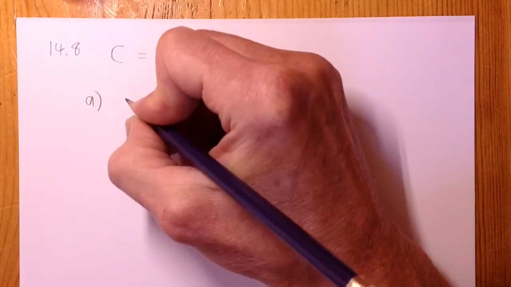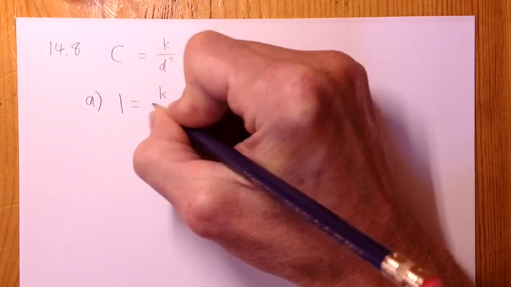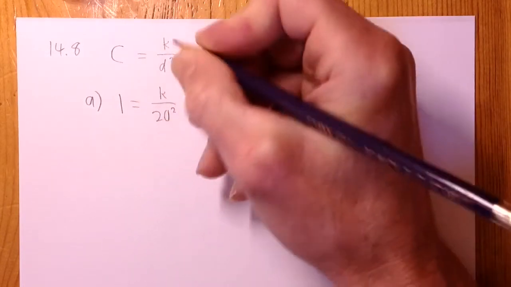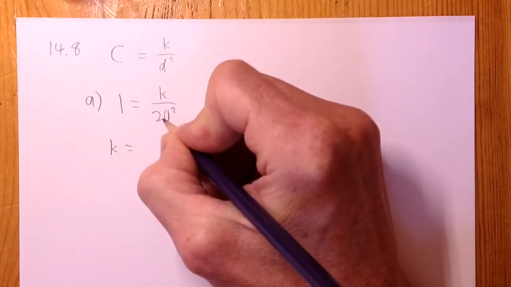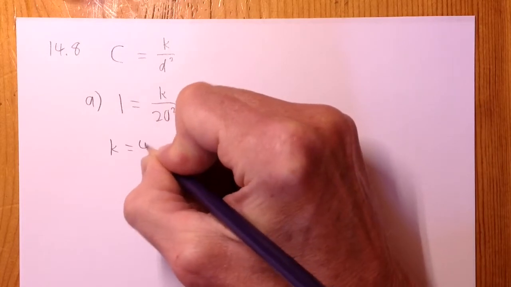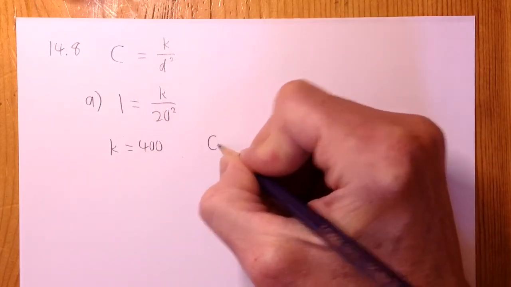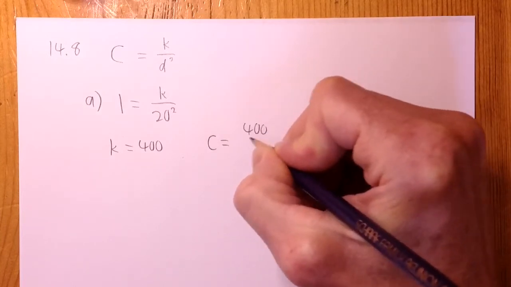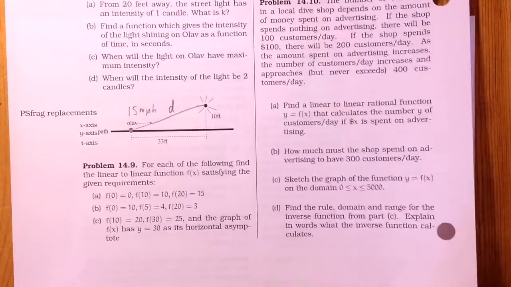So part A, when he's 20 feet away, the brightness is 1 candle. So 1 is equal to K divided by 20 squared. 20 squared is 400. So K must be equal to, multiply both sides by that, so K is 400. That's real easy. So now we know that our formula is C is equal to 400 divided by the distance squared. So the tricky part then is, what is the distance squared?